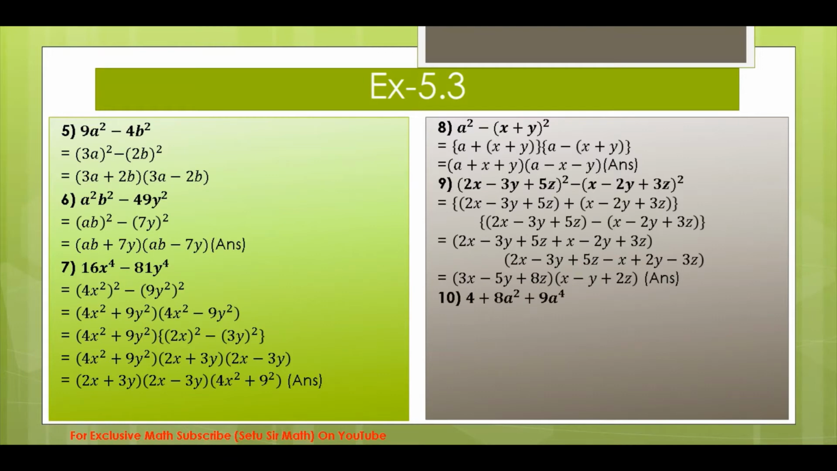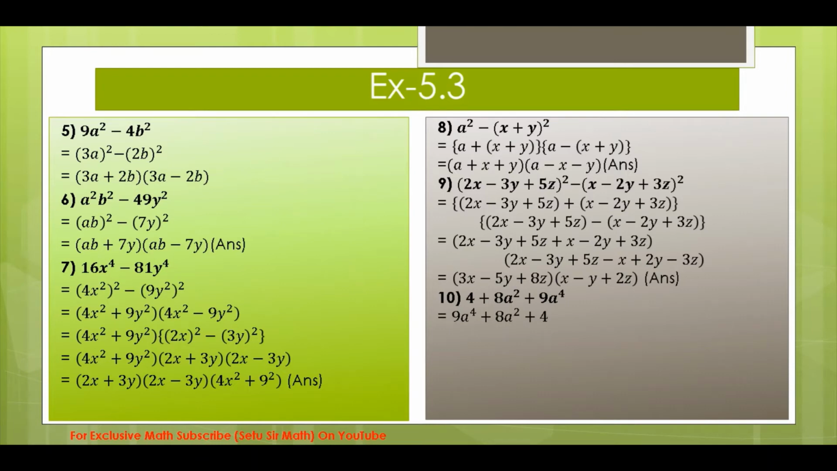And number 10 math, 4 plus 8a square plus 9a to the power 4. As you can see, there is no negative sign in here, so we cannot take the formula a square minus b square, but we have to make it. How can we make it? You can see this is the figure that we can take a plus b whole square. How? Let's see.